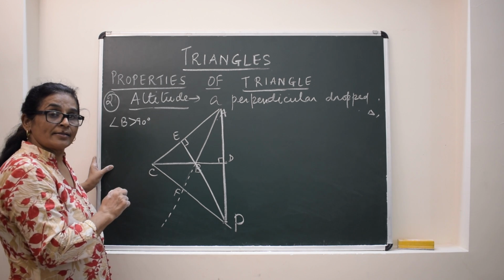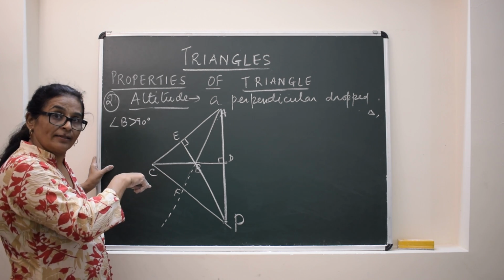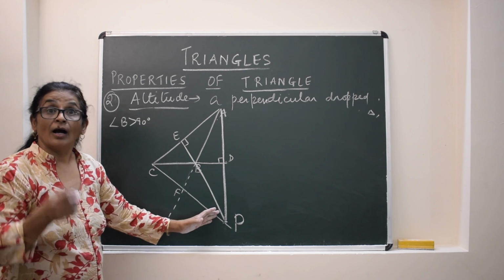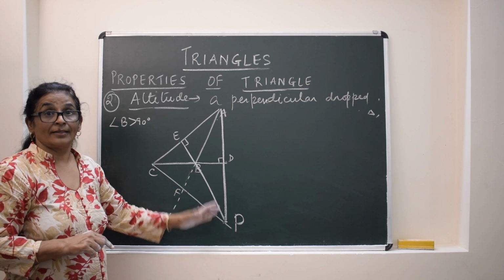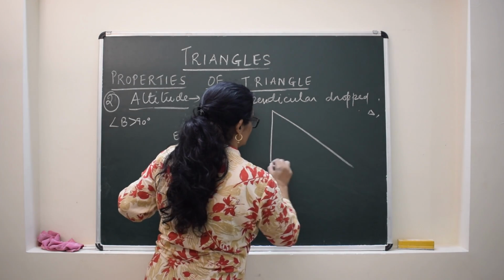So what are the characteristics of this orthocenter? It may lie inside the triangle. It may lie outside the triangle. Then the third case, for a right angle triangle.